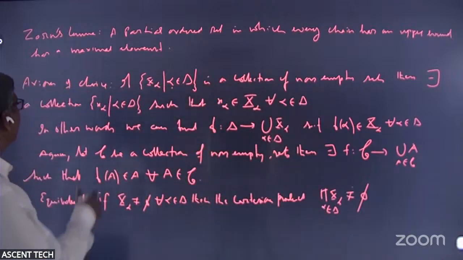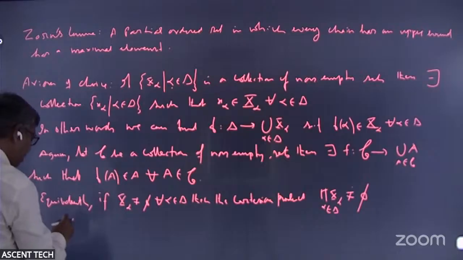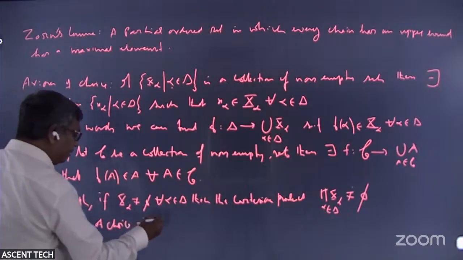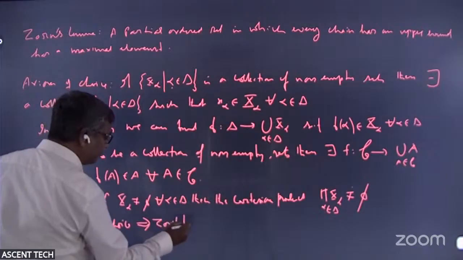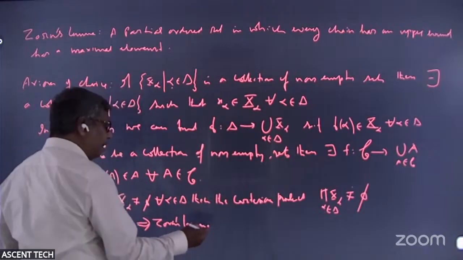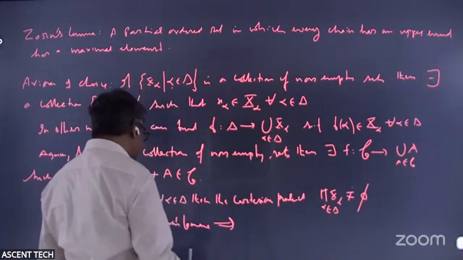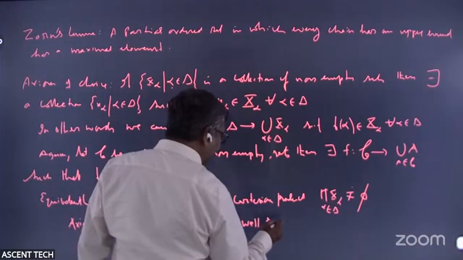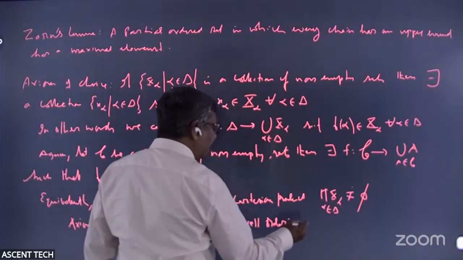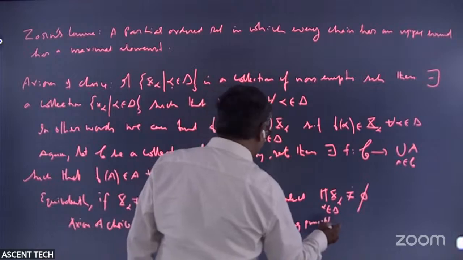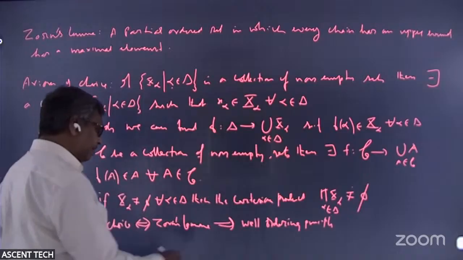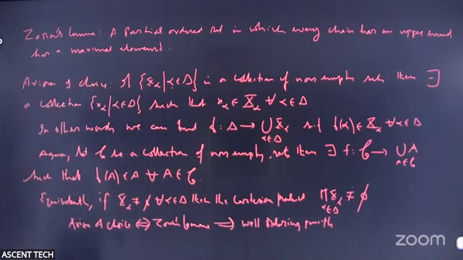We will actually use the axiom of choice to prove Zorn's lemma. The axiom of choice will be used to prove Zorn's lemma, and I will use Zorn's lemma to prove what is called the well ordering principle. I'll tell you what it is. The well ordering principle. As a matter of fact, all these things are identical. I think all these things are equivalent.